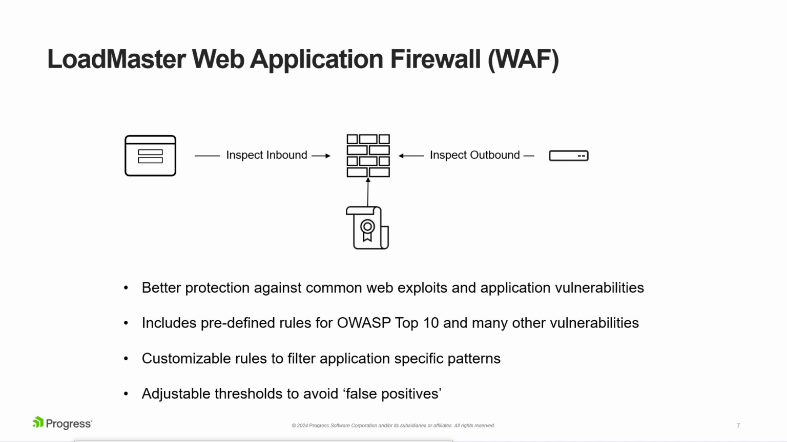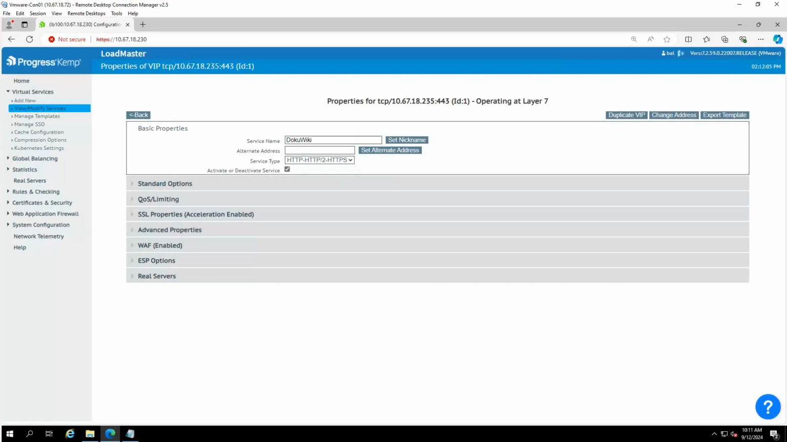Now, we can also customize WAF rules, adding custom rules for specific use cases to help identify vulnerabilities, as well as using custom rules, and we'll look at this later, to identify false positives, making sure that we're allowing legitimate traffic through the WAF so those users can access the applications. So with that, you can jump back into the LoadMaster and have a look.